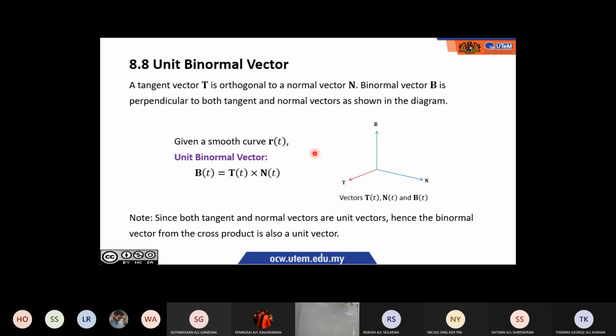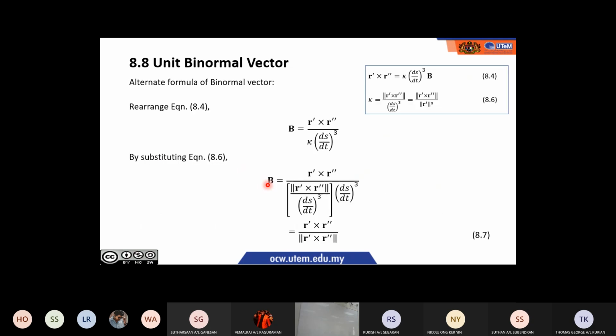Okay, so in the last class, we learned the unit binormal vector. The binormal vector is perpendicular to both T and N, because B is obtained through the cross product of T and N. So when T cross N, we get B. That means B is perpendicular to T and also N. So these are the derivation to get the formula of the binormal vector.